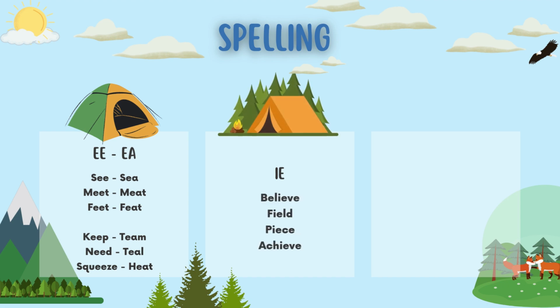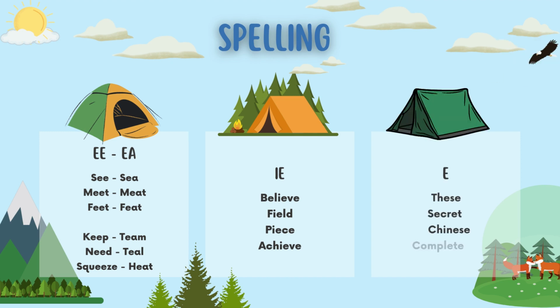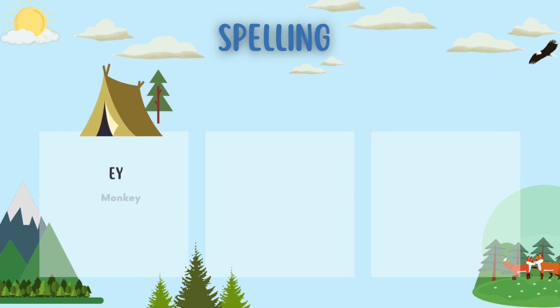Another common spelling for the smiling E is IE. For example, believe, field, peace, achieve. Some words which contain E, for example, this, secret, Chinese, complete. Another spelling is for words that contain EY, for example, monkey, hockey, money, journey. Well, obviously I'm exaggerating, but it should be like monkey, hockey, money, journey.